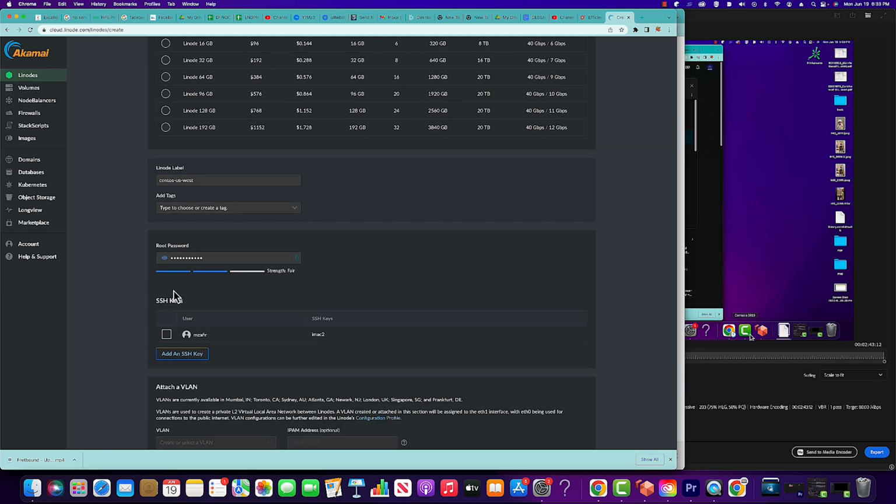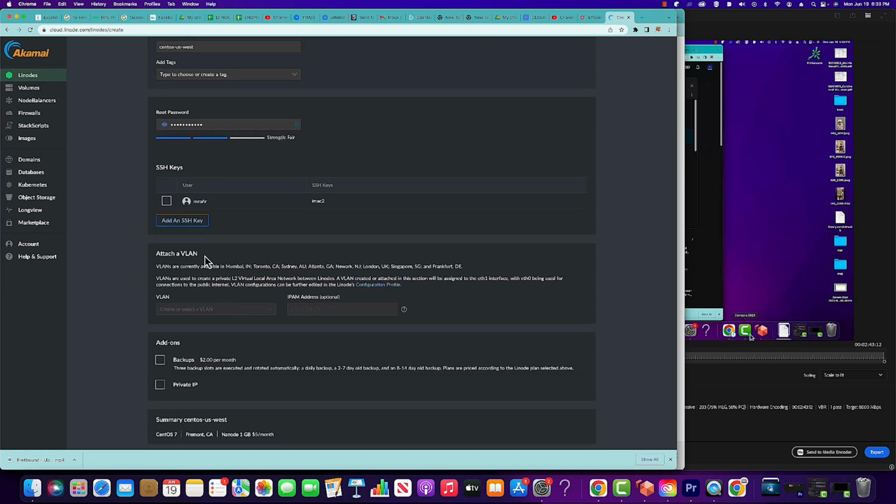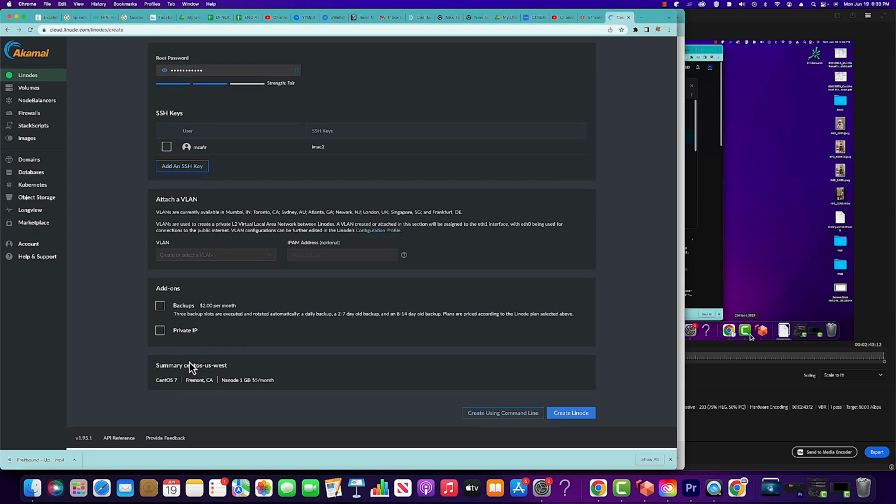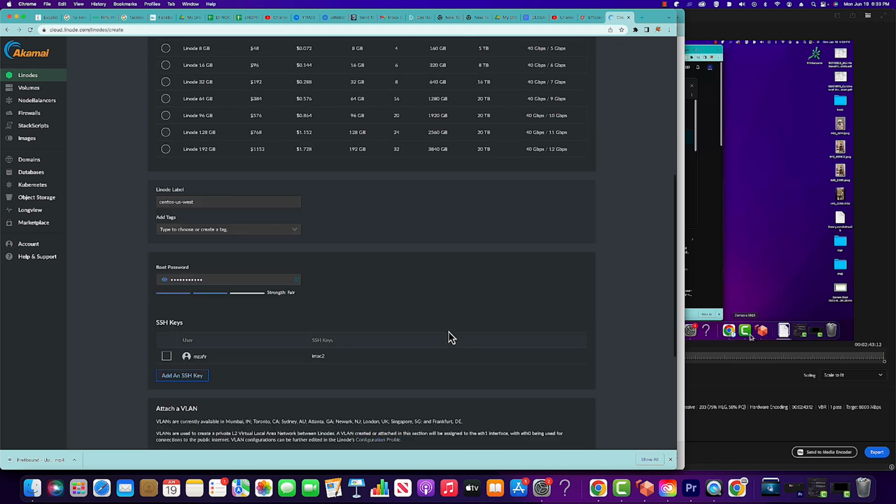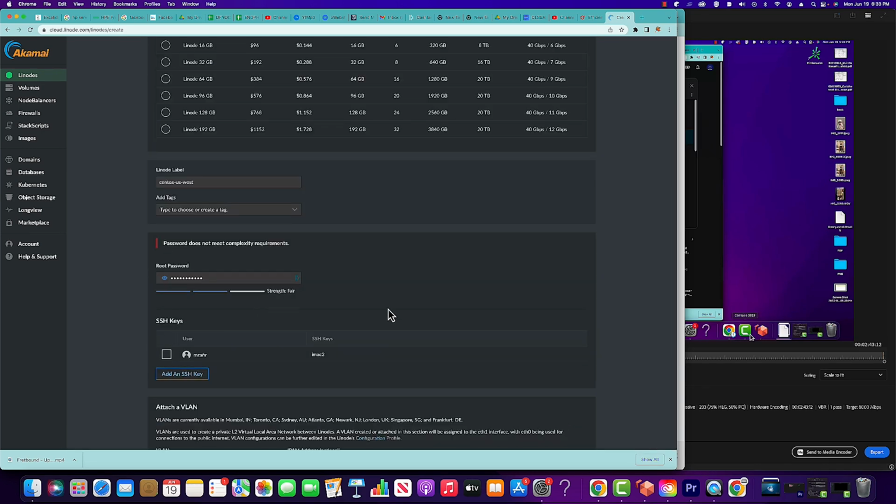I don't want to touch it right now, but this piece here relates to authentication, how to get into your systems, which is another exercise that I will teach you. So attach a VLAN. A VLAN is a virtual LAN, local area network. We'll talk about that later. We don't need to worry about that right now. And so that's it. Let's go ahead and spin our first Linode.